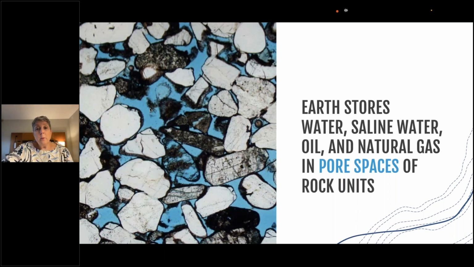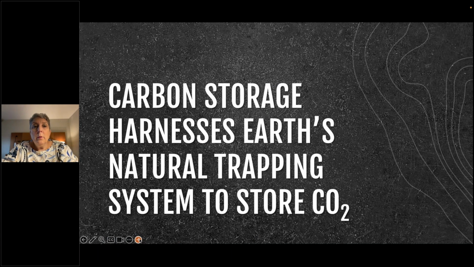At the depths that we look at doing carbon storage, the water that is in these pore spaces is about 6 or 7 times saltier than the ocean, and it's not usable for anything. But there is brine, I'll call it, in those pore spaces. So the way that carbon storage works is it's harnessing the Earth's natural trapping system to store carbon dioxide.